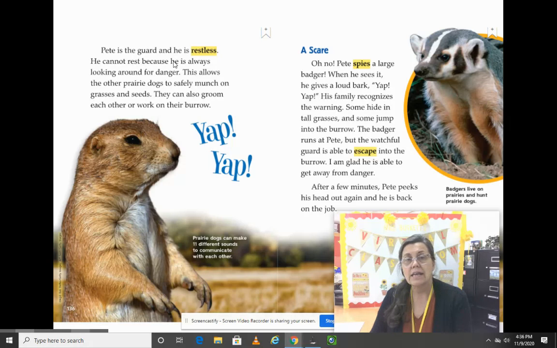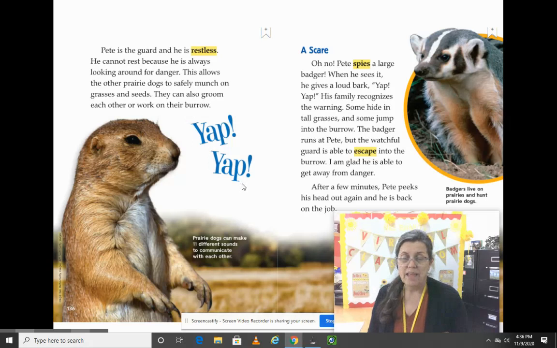Pete is the guard, and he is restless. He cannot rest because he is always looking around for danger. This allows the other prairie dogs to safely munch on grasses and seeds. They can also groom each other or work on their burrow.